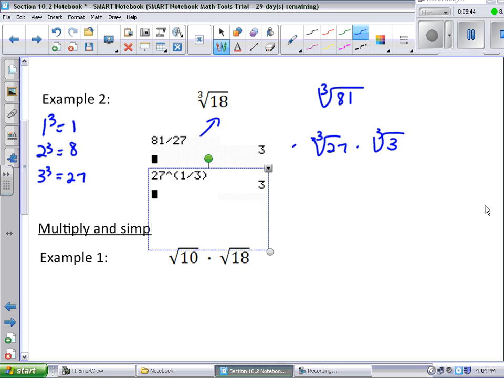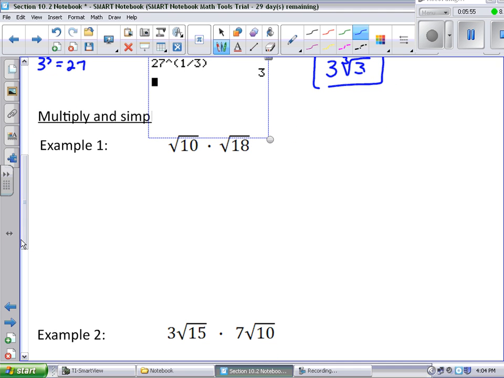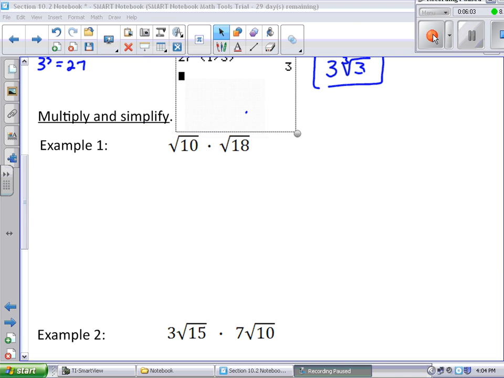The cube root of 27 is 3, so my final answer here will be 3 cube roots of 3. Continuing on with example 1, multiply and simplify.